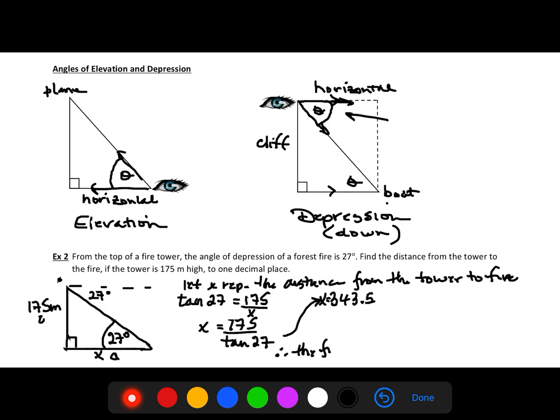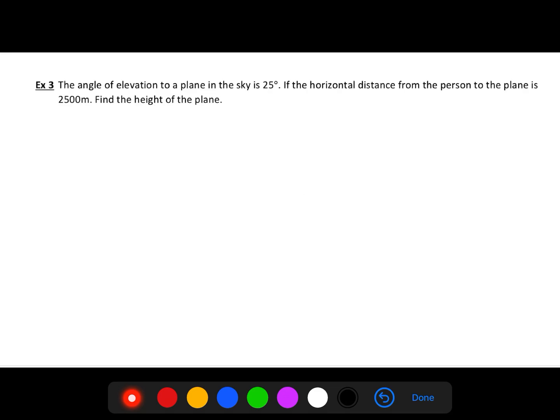We have the answer. We always want to have a therefore statement stating what the variable means, what it means to our situation. So the fire is 343.5 meters from the tower. Okay, so there's different parts to a question like this. We have absolutely, first of all, our diagram. We have our let statement, our setup, our solution, and we always want to finish off with our therefore statement as well.